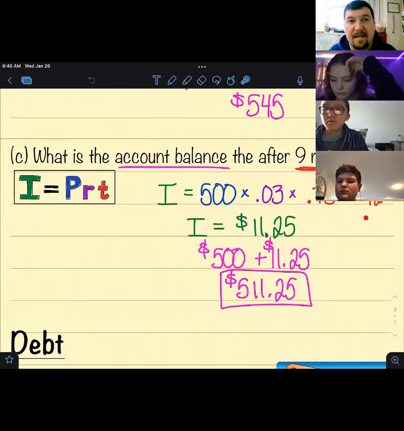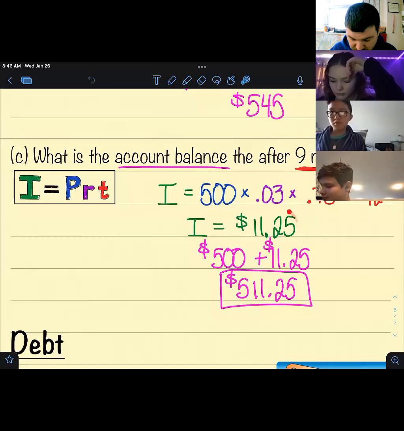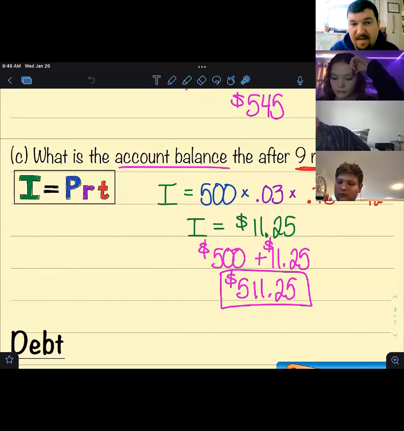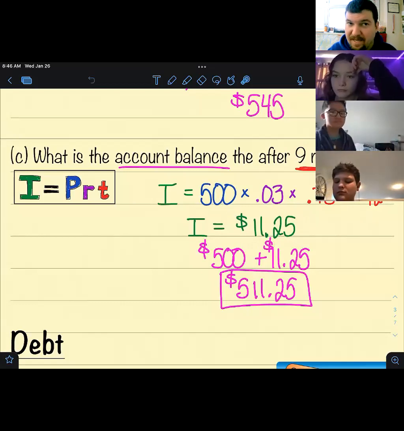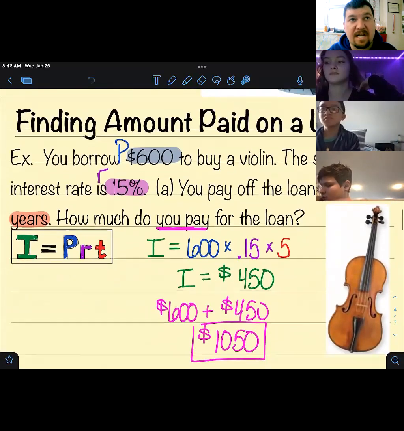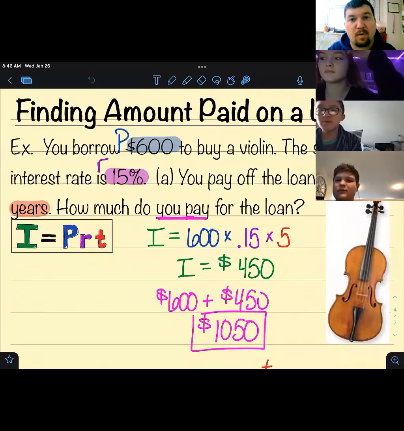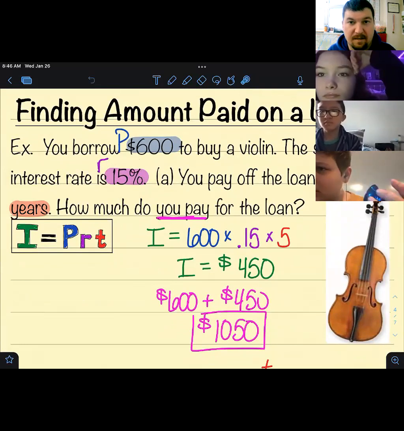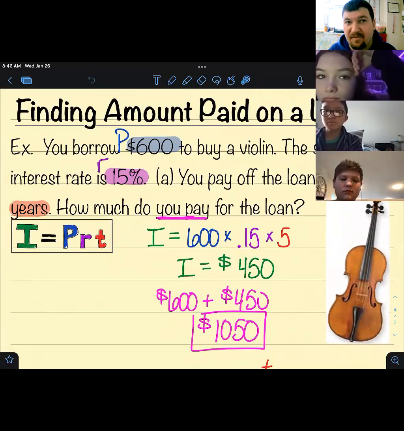So don't use 9 when they give you 9 months. Make sure you convert that into what most likely will be a decimal, because 9 months is 3/4 of a year. And then once we found our interest, once we found our I, if you want to know what the account balance is, you just have to add the interest back onto the amount of money that you put in the bank, which was called the principal, and that gives you your total amount. So find I, add it on to the principal, and you've got your total.